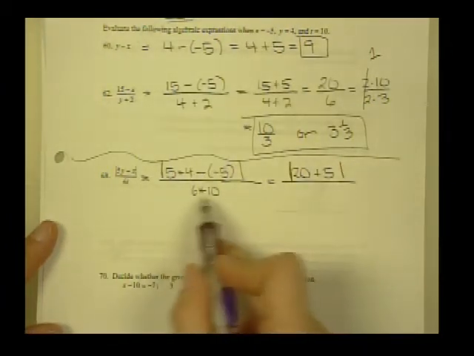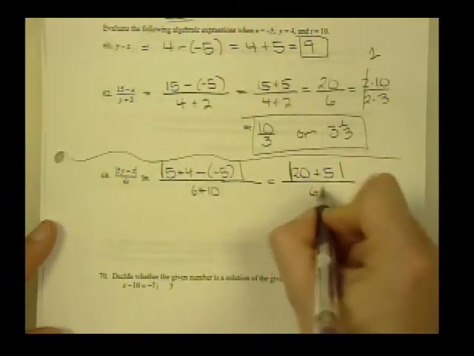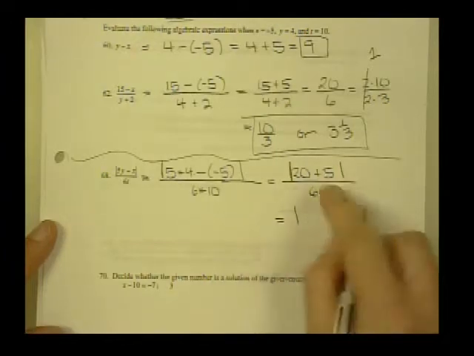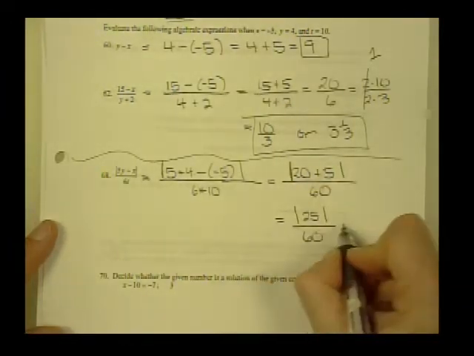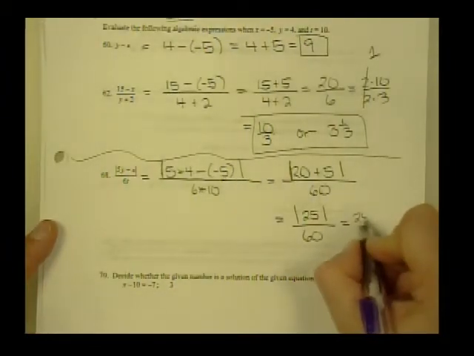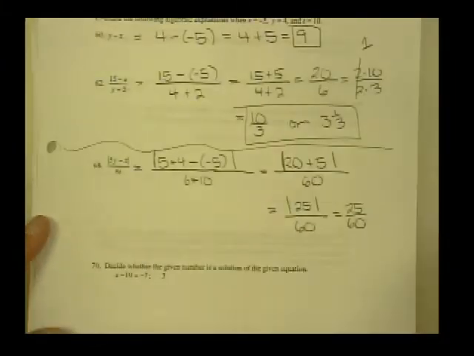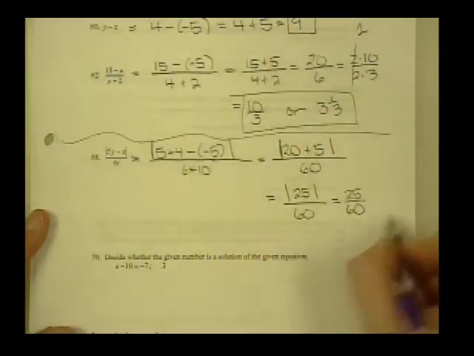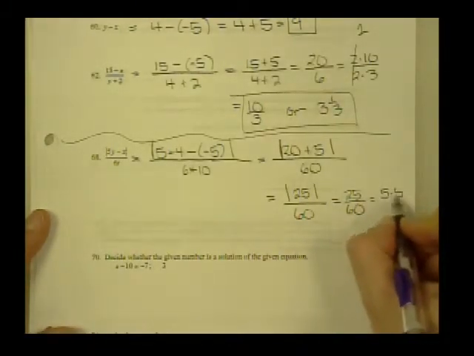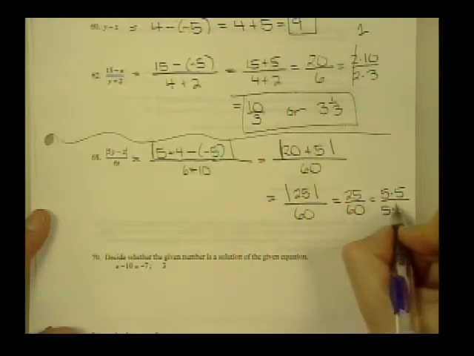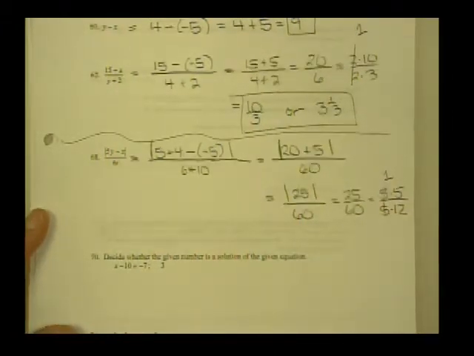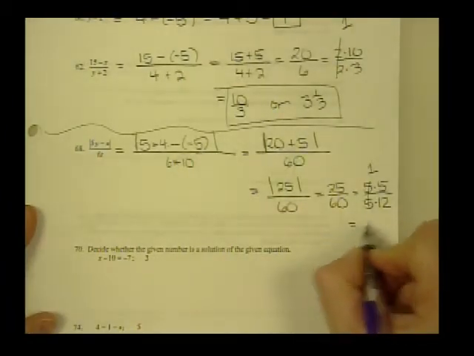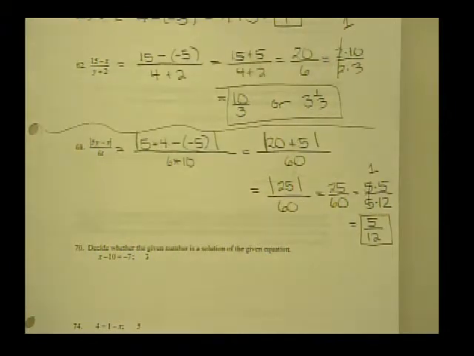I'm just going to go ahead and simplify in the denominator. 6 times 10 is 60. 20 plus 5 is 25. And what's the absolute value of 25? 25. And does that fraction simplify? Yeah, 5 definitely goes into both of them. So 5 times 5, and 5 goes into 60 12 times. So 5 over 5 makes 1. So it's 5 over 12, and that won't simplify anymore. So that's our answer.